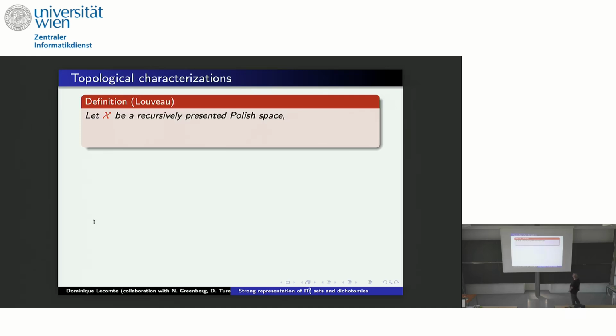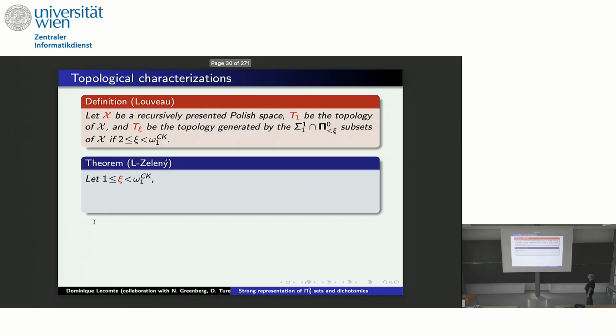So assume that X is recursively presented. T1 is just the topology of X. And if ψ is at least 2 and less than ω₁^CK, then T_ψ is a topology generated by the sets which are both lightface Σ¹₁ and boldface Π⁰_{<ψ}. So I start with rectangles.